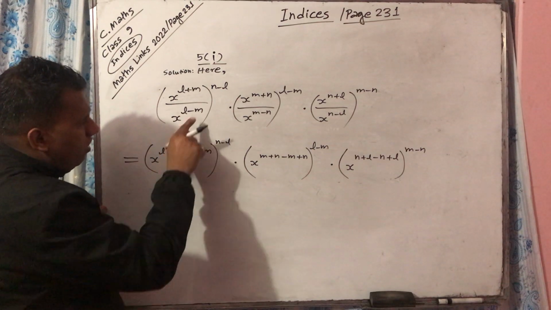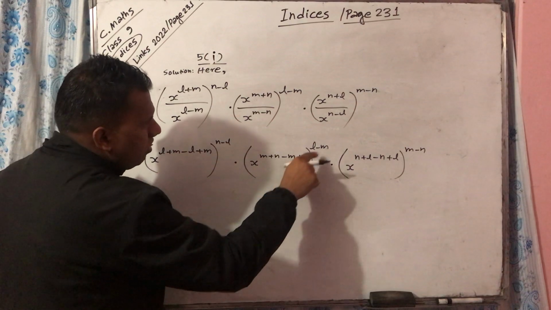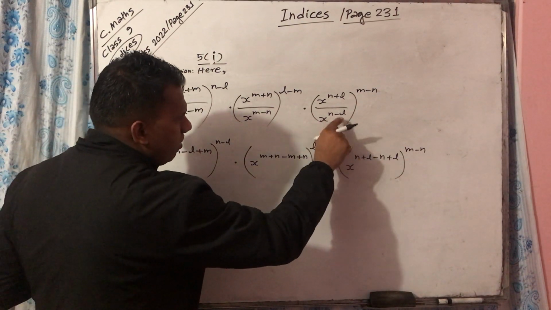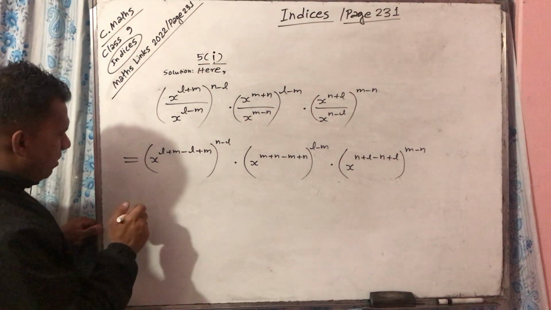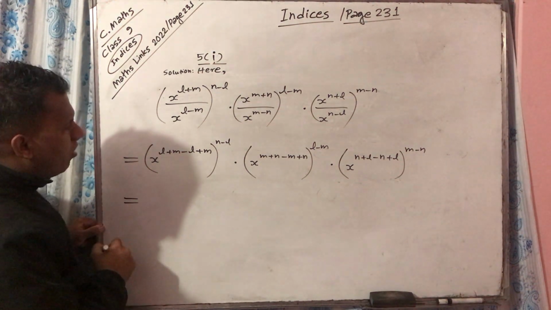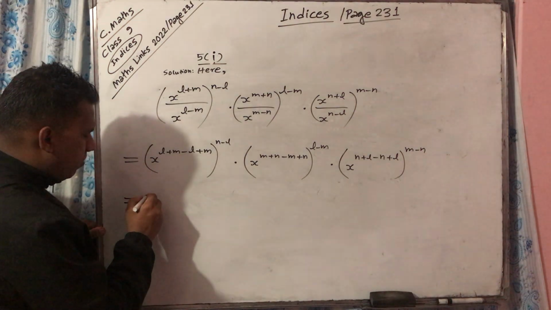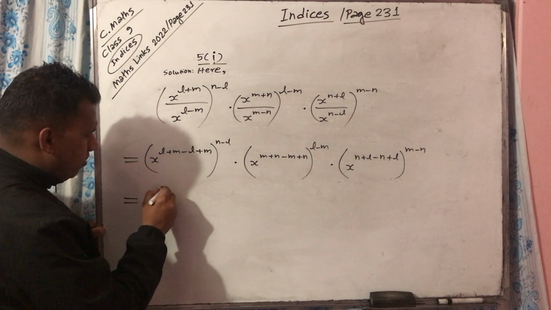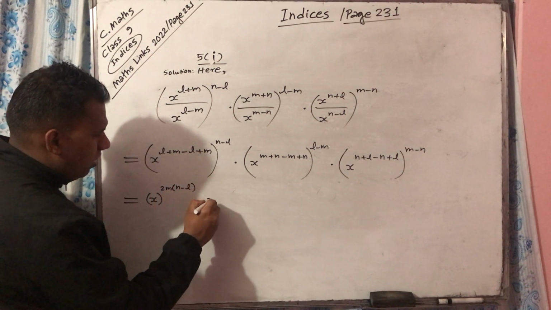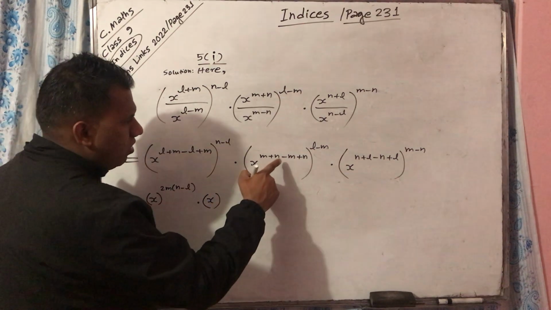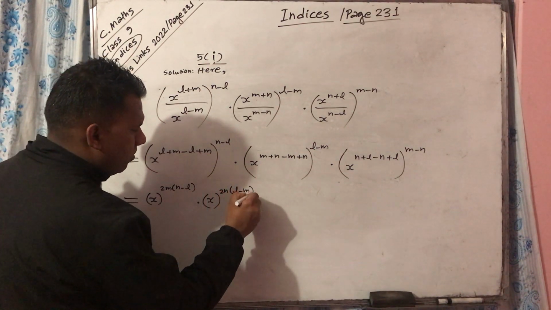L becomes negative, m becomes positive. M becomes negative, n becomes positive. N negative, this minus l positive. Sign change for the power. Now here l cancel, m plus m 2m. X to the power 2m times n minus l. X to the power here n plus m, 2n times l minus m.